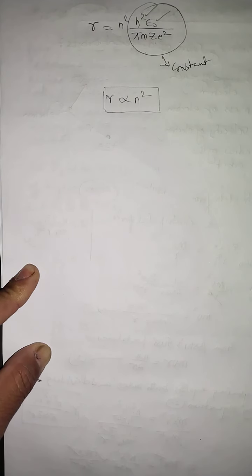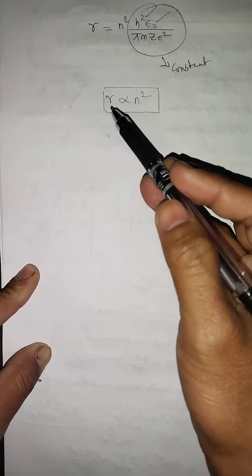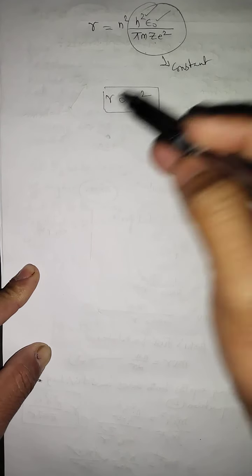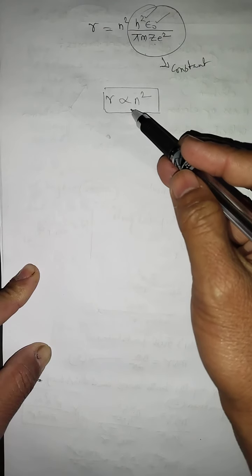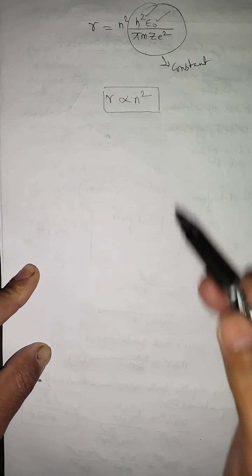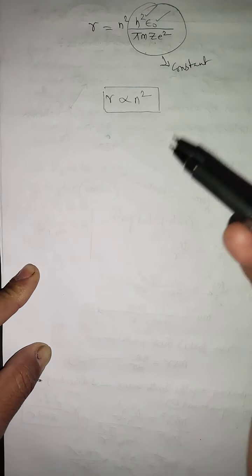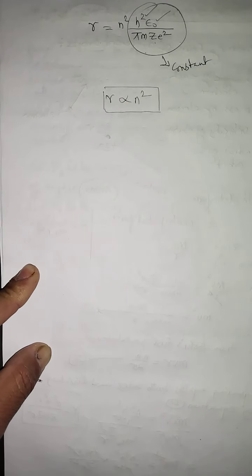That means this relation says that when we go to a higher orbit, when the electron revolves in a higher orbit, it moves with a higher radius. That means the radius is directly proportional to n square. So with this relation, we can measure the radius of any of the orbits when the electron revolves.